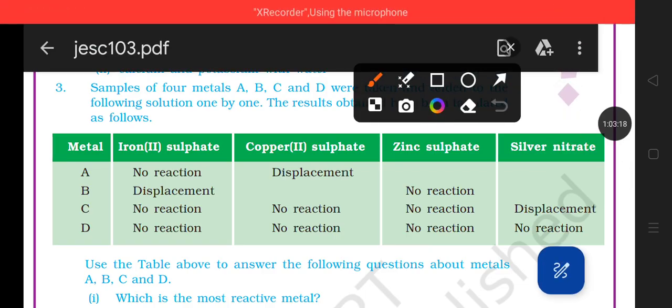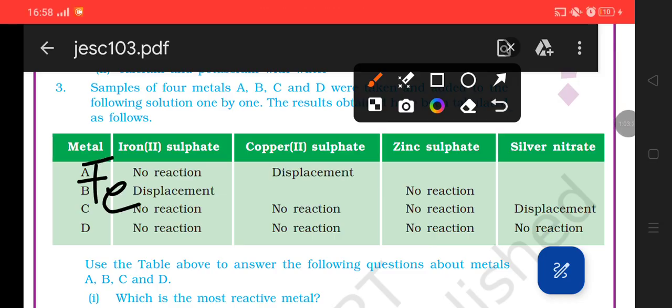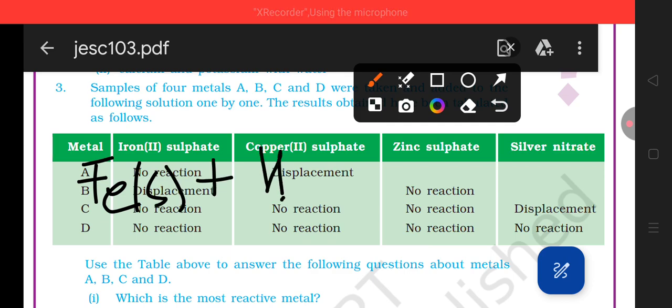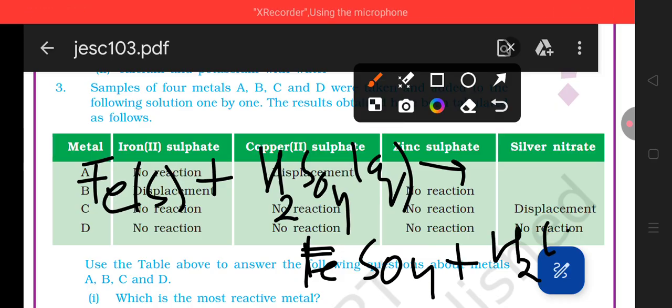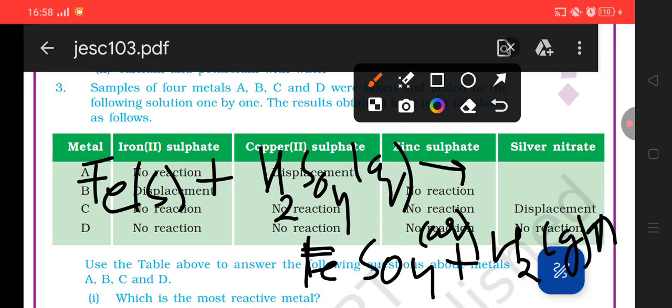Okay. Iron is reacting with H2SO4. It would give you FeSO4 plus hydrogen gas. Okay, this is also in aqueous. So I hope I have written the reaction.